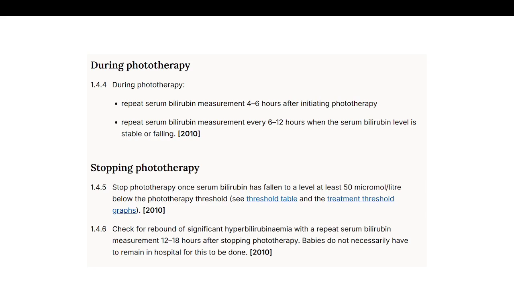Okay. During phototherapy, you want to initially do another serum bilirubin within 6 hours of starting phototherapy. That's just to make sure that the phototherapy is actually working.